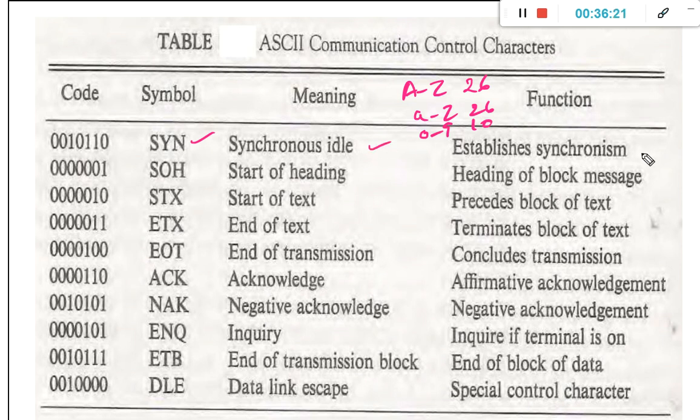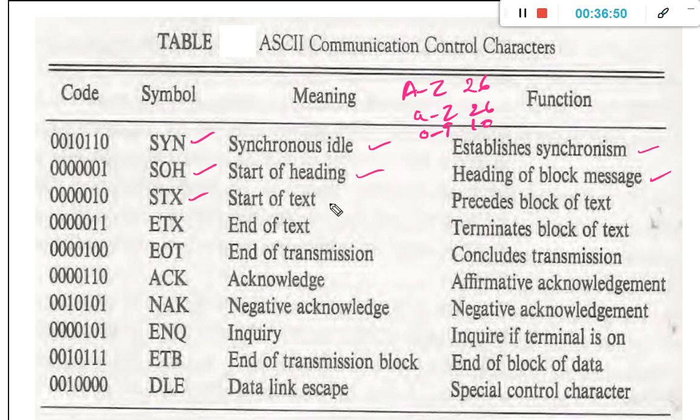Which is going to establish the synchronism between the sender as well as the receiver. It is going to synchronize the sender as well as the receiver. And the next signal is SOH, start of heading. So this entire communication is actually used to transmit the data from the sender to the receiver successfully. So SOH represents the start of the heading of the block message.